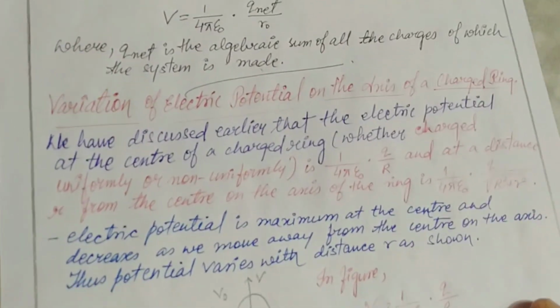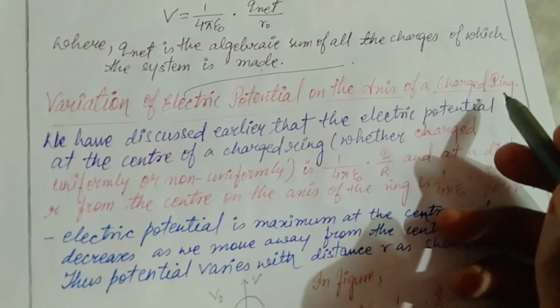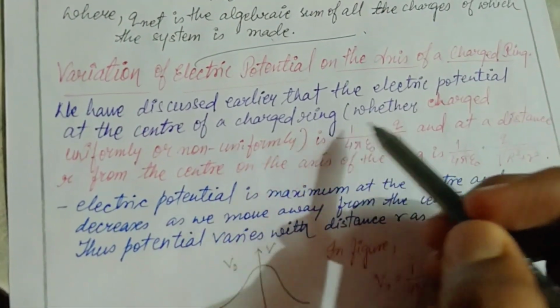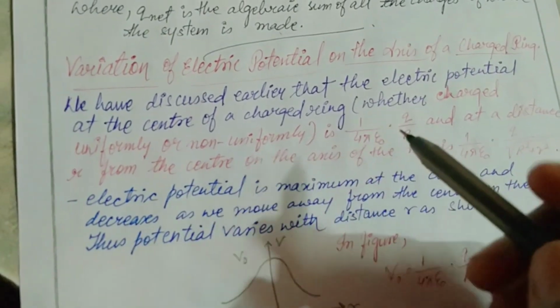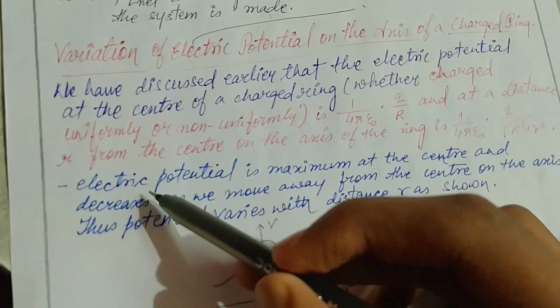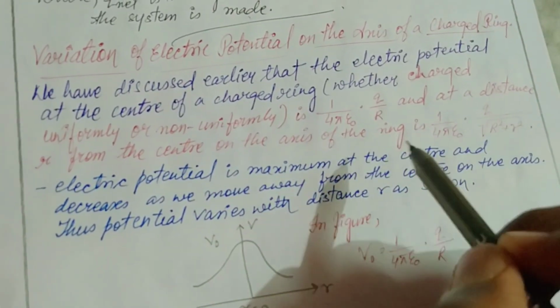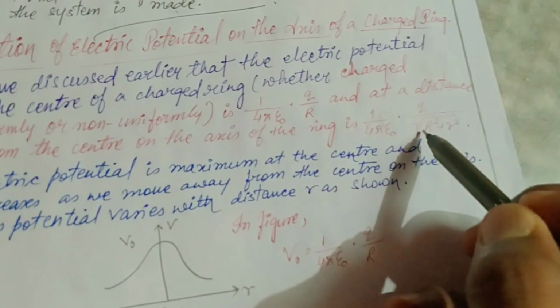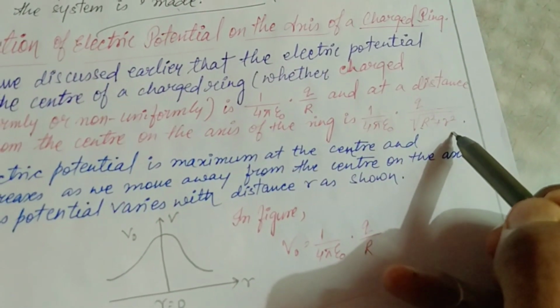Variation of electric potential on the axis of a charged ring. We have discussed earlier that the electric potential at the center of the charged ring, whether the charge is distributed uniformly or non-uniformly, is 1 by 4 pi epsilon naught times q by r. At a distance x from the center on the axis of the ring, it is 1 by 4 pi epsilon naught times q by the square root of r squared plus x squared.